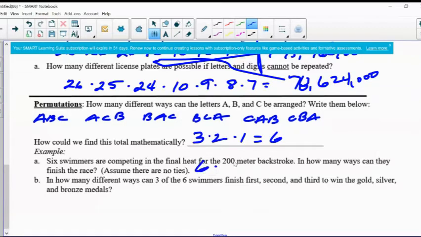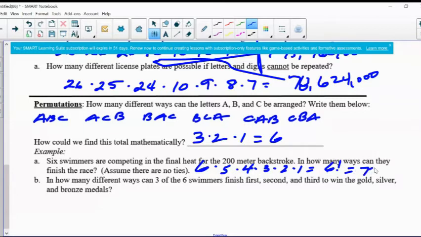Okay, so here's an example. 6 swimmers are competing in the final heat for the 2,000 meter backstroke. Must be thrilling. And how many ways can they finish the race? Assume there are no ties, right? Well, there are 6 different people who can win first place. But once that first place person is in, there's 5 choices for second, 4 choices for third, 3 choices for fourth, 2 for fifth, and 1 for sixth.